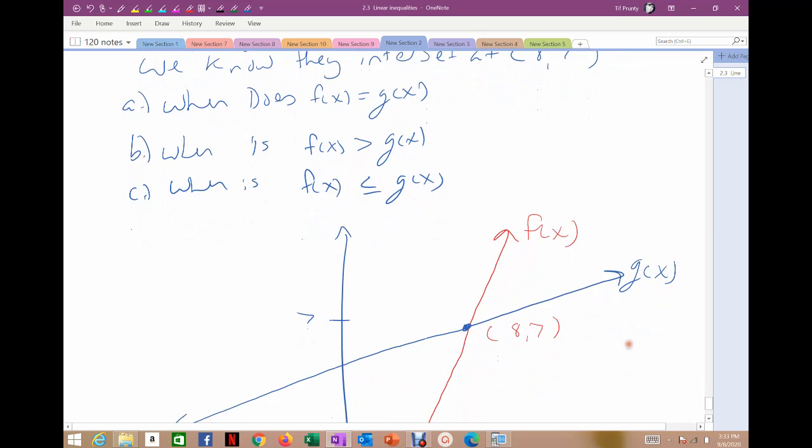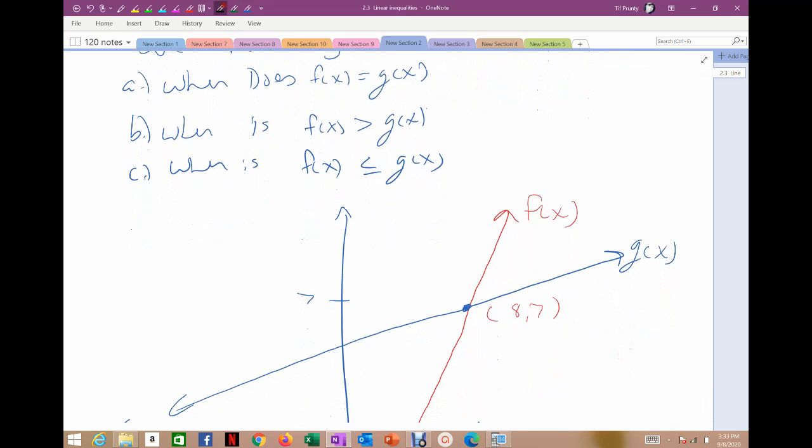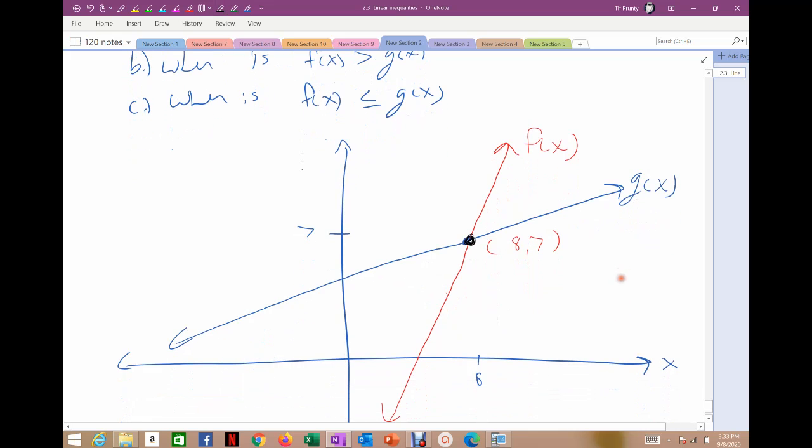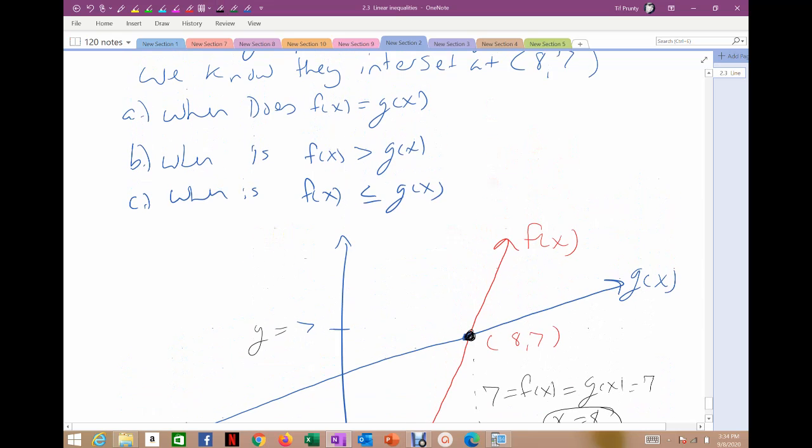Let me make sure that was the point they were supposed to meet at. Yes, 8, 7. So the first question is, looking at the graph, when do they intersect? When is f of x equal to g of x? Well, that's this moment. Now, when is it? The answer to the question "when is it" is always at what x value are they the same? And so f of x equals g of x when x is 8. They both equal 7. At 8, both of them are equal to the y value 7. And so the answer to A is x equals 8. They're equivalent at 8.